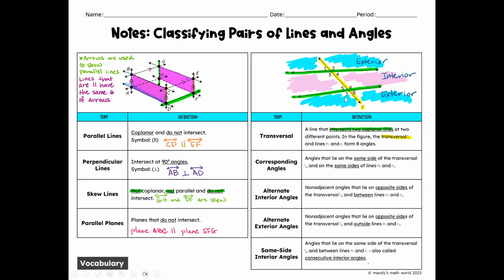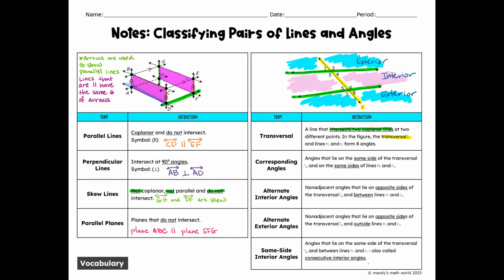Exterior angles are angles that are formed on the outside of those 2 lines along the transversal. Interior angles are angles that are formed inside, in between those 2 lines along the transversal. So now looking at that, let's move on to corresponding angles.